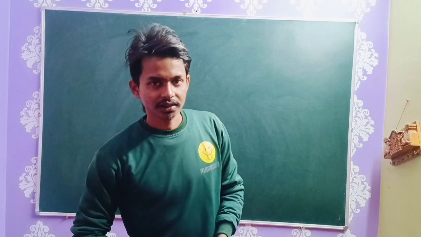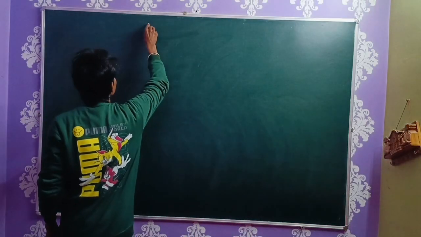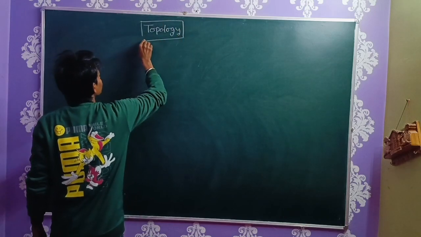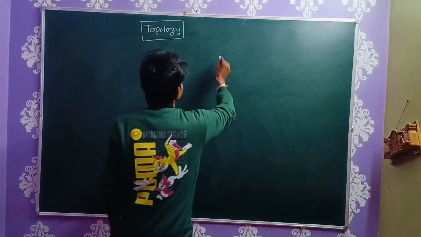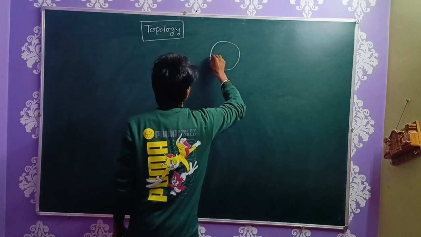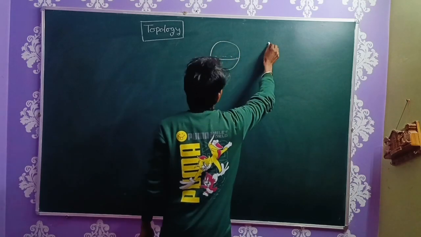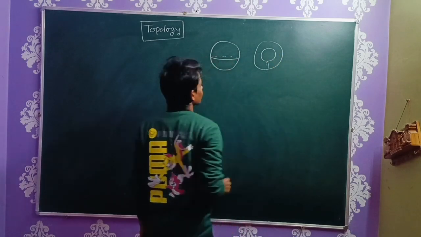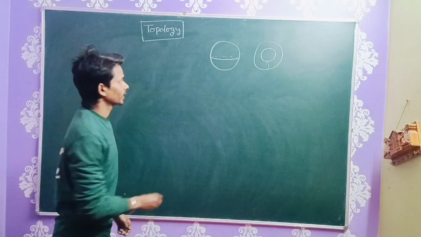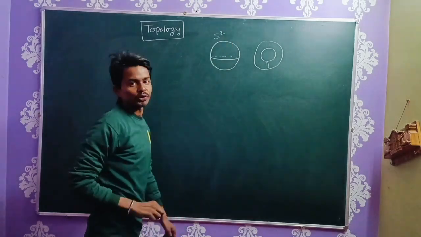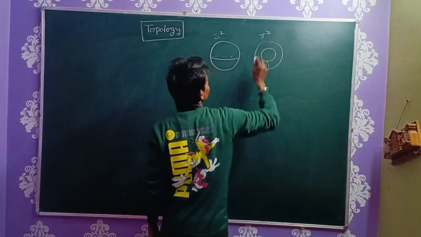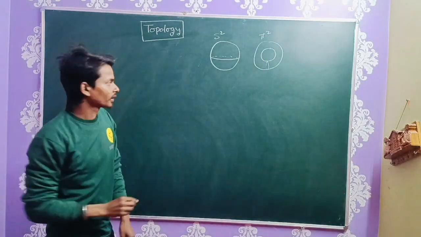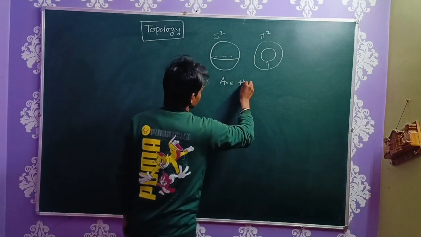In this video, we will see what is topology. So the topic is topology. I'm starting with a question. Let's say I'm taking a sphere and a donut. So we have two objects. One we call S2, and the donut we call T2. Now here is the question: are they same?